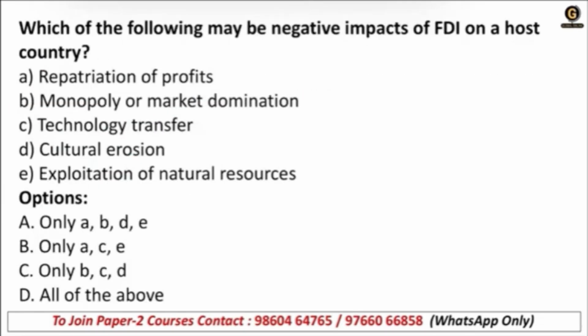Next. Which of the following may be a negative impact of FDI on a host country? Repatriation of profits, monopoly or market domination, technology transfer, cultural erosion, or exploitation of natural resources. So the right answer is option A, B, D, E. Apart from C, all are correct, we can say. Okay, C is not correct, but all the others are correct.